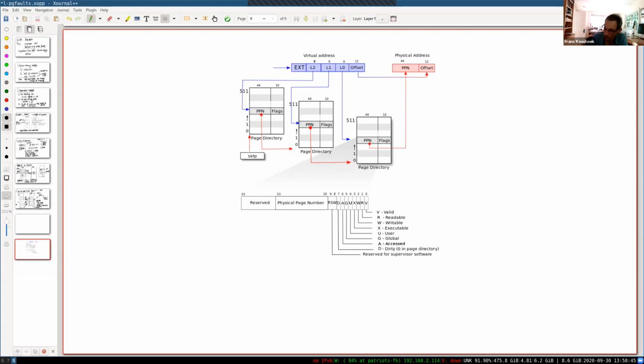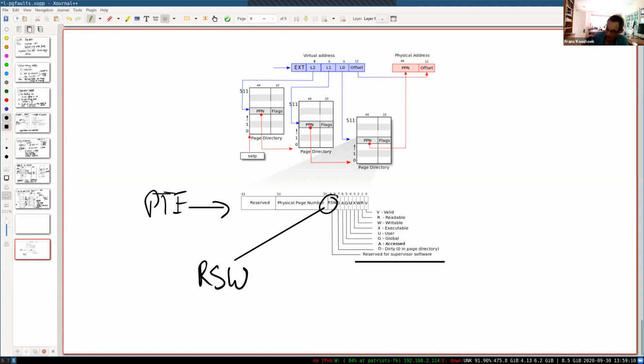We didn't mention it earlier, but here's our usual 2-level or multi-level page table. Here's our PTE. If you look in the PTE, I talked about bits 0 through 7, but not about these 2 bits, RSW. They are reserved for supervisor software, so the supervisor software, the kernel, can use these bits at its own free will.